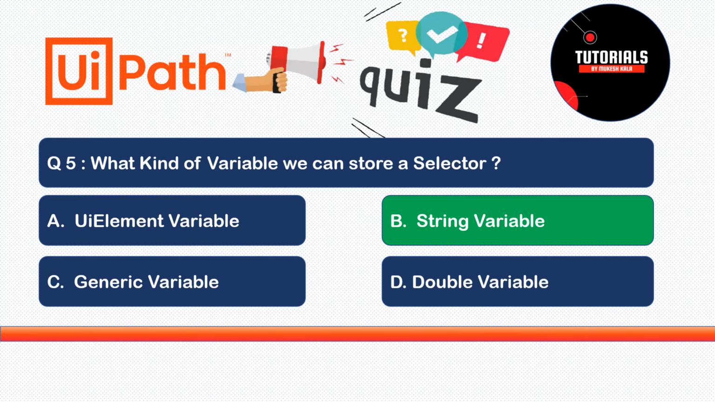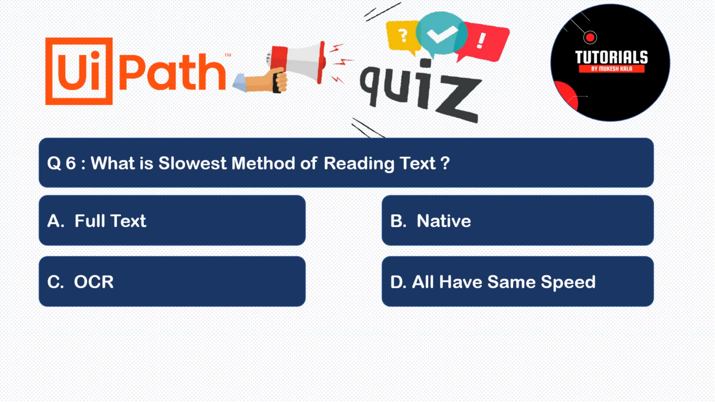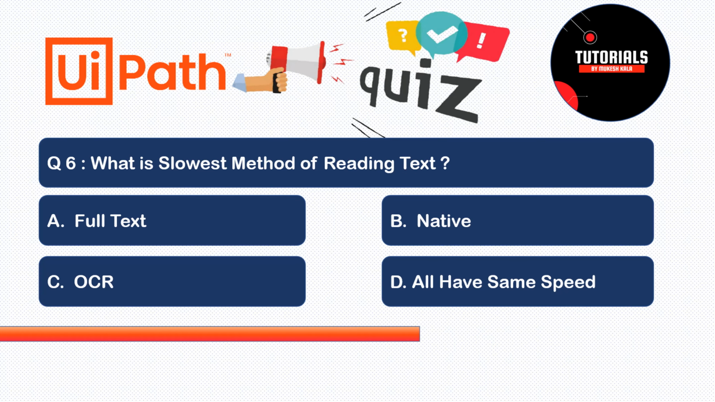Okay, let's go to question number 6 now. What is the slowest method of reading the text? So I have to read the text somewhere and I have three methods, right? Full text, native, and OCR. So which one would be slowest? The full text would be slowest, the native, the OCR one, or all of them will have the same speed when it comes to the execution time. So you are reading the text, which one would be the slowest? Is it full text, native, OCR, or all have the same speed?